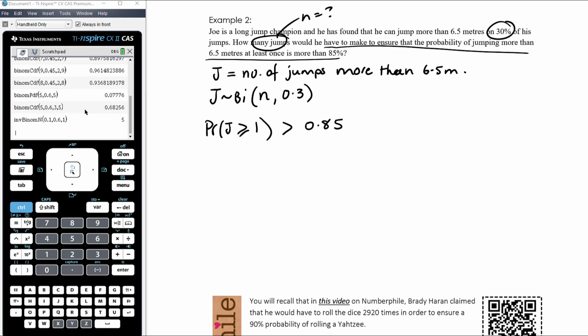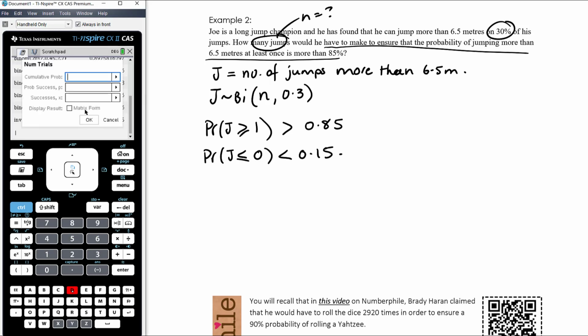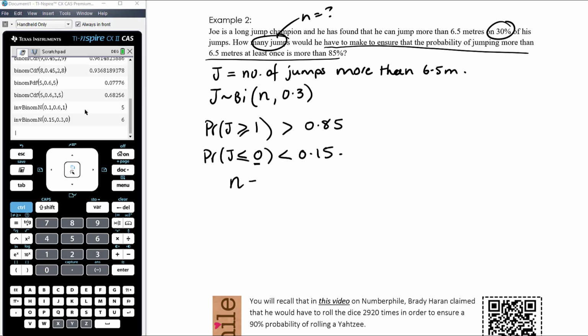So be clear about that. And then we need to reformulate it so that the signs go the other way around. The inequalities are always all going the other way. So this is the same as, and as I said, you'll get better at this, the probability that J is less than or equal to 0 has to be less than 0.15. It is the same information written the other way around. Okay, so inverse binomial n, so menu 55D. Cumulative probability here is 0.15. Probability of success is 0.3, and x in this case is 0. Okay, and that tells us that n has to be 6.